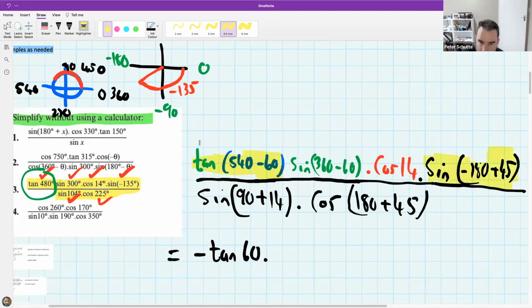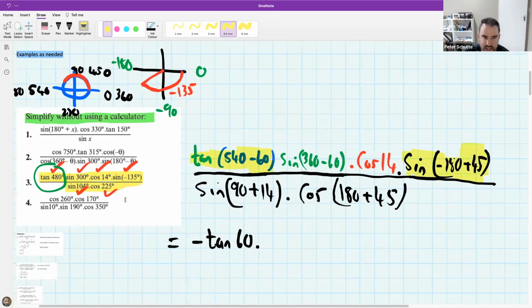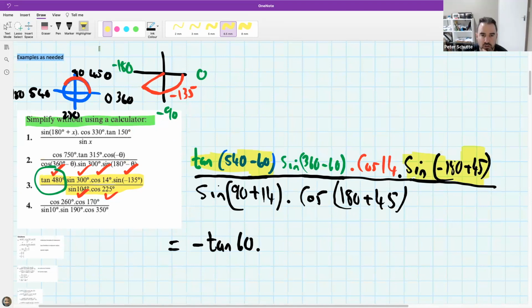But think about what's the nearest horizontal axis? It's 540 in the first case, and it's minus 180 over there. Okay, so I know that is a bit tricky. So just hang in there for now and ask yourself, what do you think these other ones are going to convert to? So what's the sine of 360 minus 60 going to be?